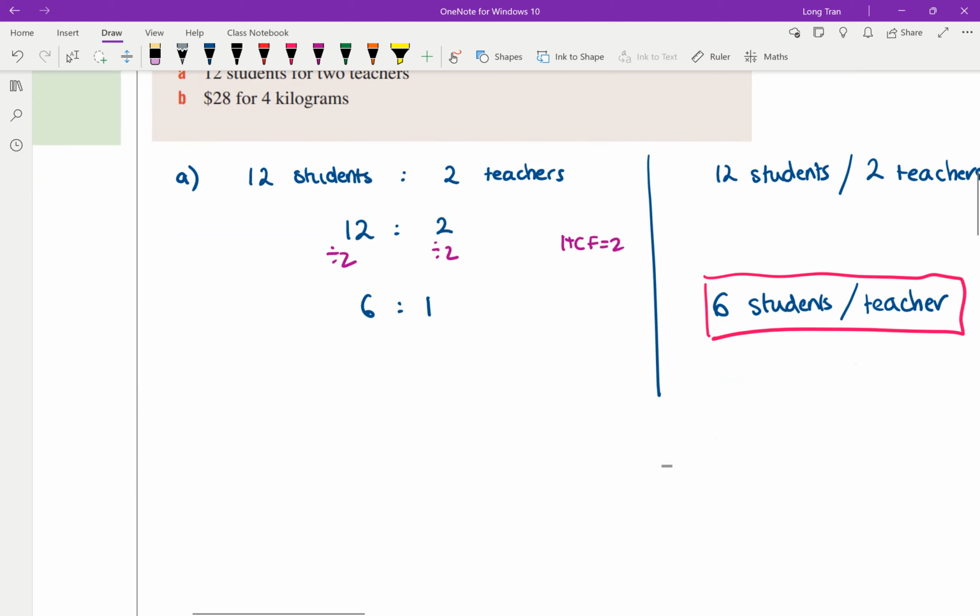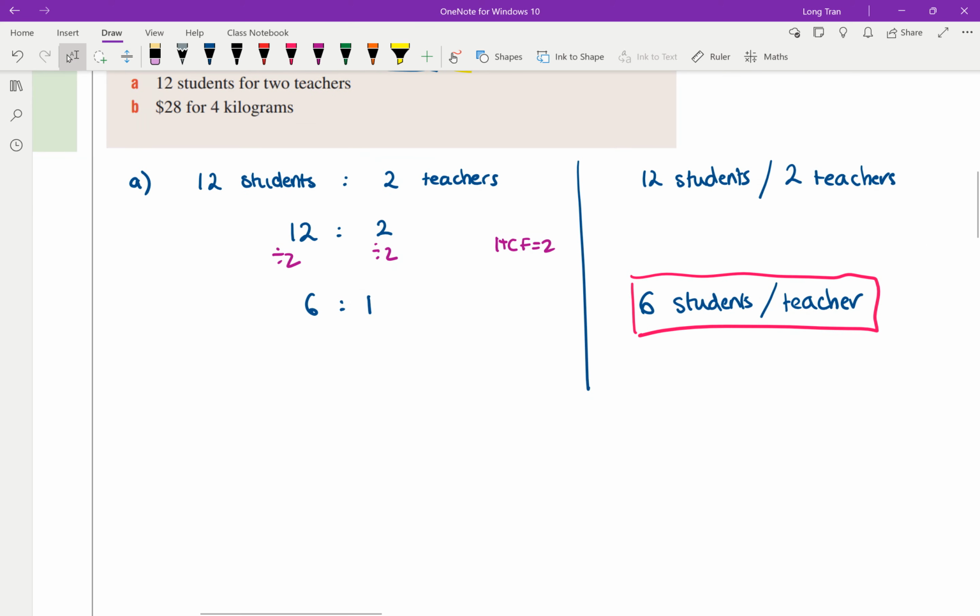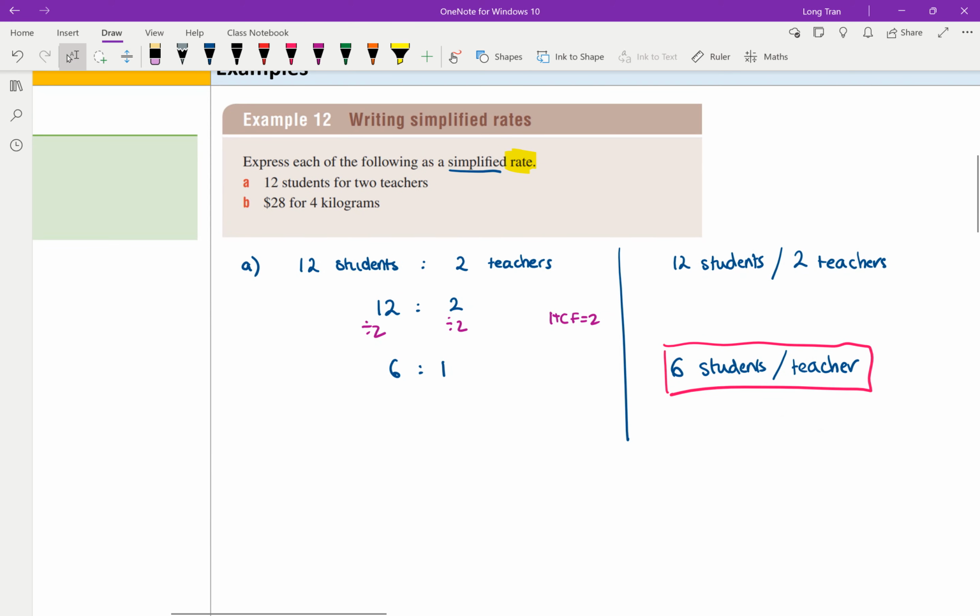So part A, we've got 6 students to 1 teacher. And so how do you know it's simplified? When you get that 1 there. So it's per teacher, or per whatever the context is. So we have a look at B now.